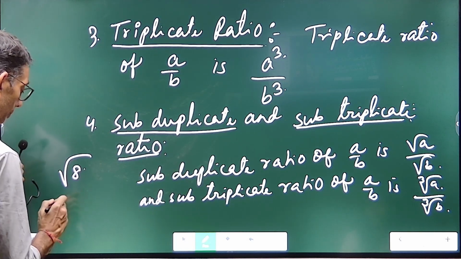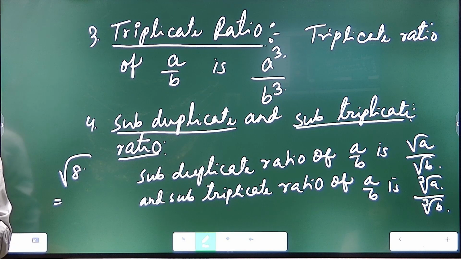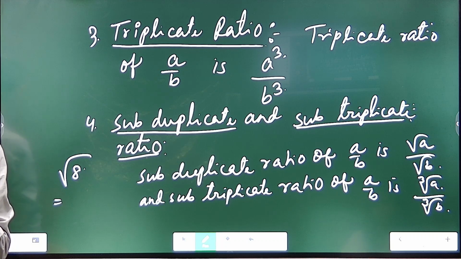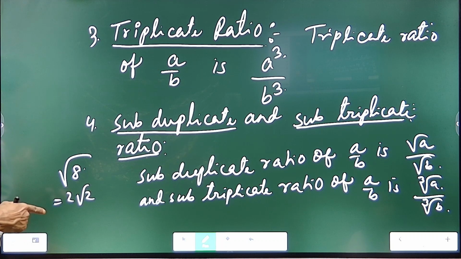ধৰা 8, what is the square root of 8? 8 ৰ square root কিমান? নহয় মই অকল square root ৰ কথা কৈছো. What's the square root of 8? যদি square root ওলাব লাগে কিমান হ'ব? 2 root 2. এইটো কৈছা নে, is it 2 root 2? হ'ব না 2 root 2?